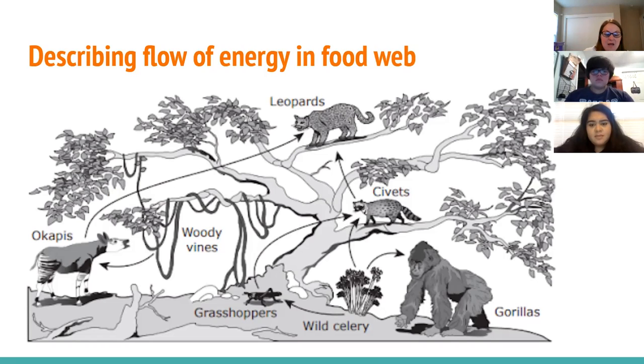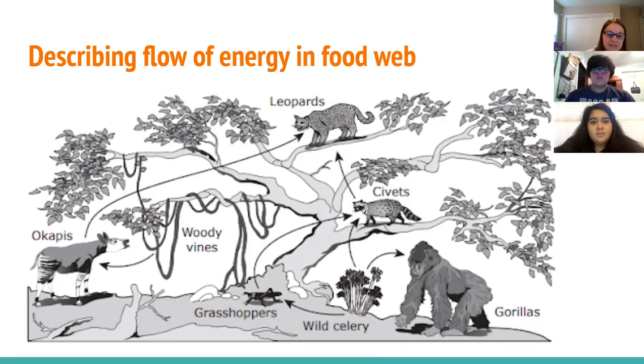And then the okapis are consuming the woody vines, so they're the consumers. And then the leopards are consuming the okapis. So the leopards are actually a secondary consumer. But they can also eat civettes, and if they eat civettes, then they're a tertiary consumer. But mostly, I just want you to know what the main consumers and producers are.